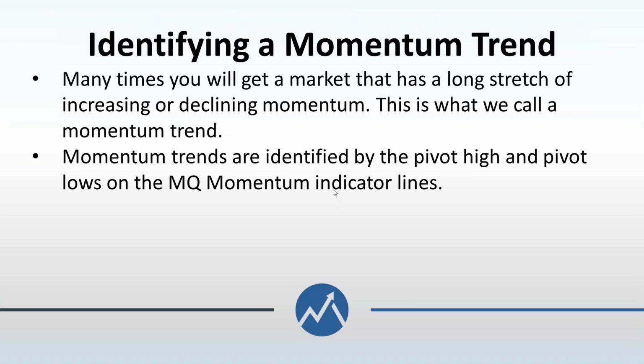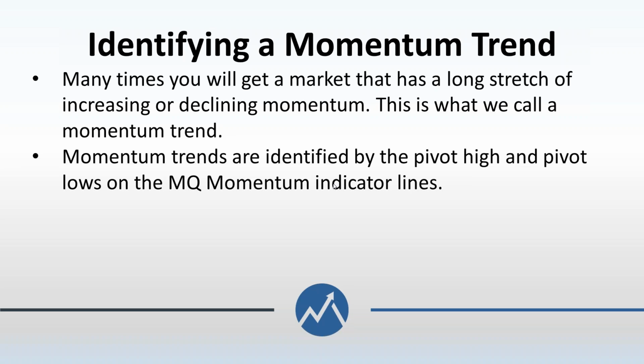So now let's talk about a momentum trend. To understand what the indicator is telling us, let's talk about what a momentum trend is. Many times when you're trading, you're going to see a market that has a really long stretch of increasing or declining momentum. And this is what we call a momentum trend. Momentum trends are identified by pivot highs and pivot lows on the indicator lines.